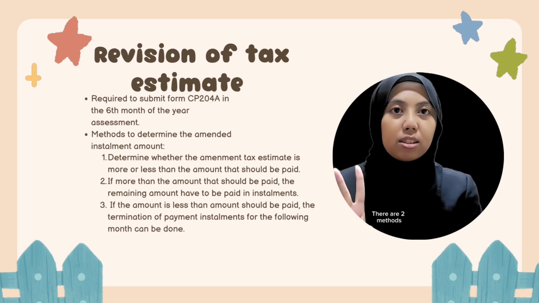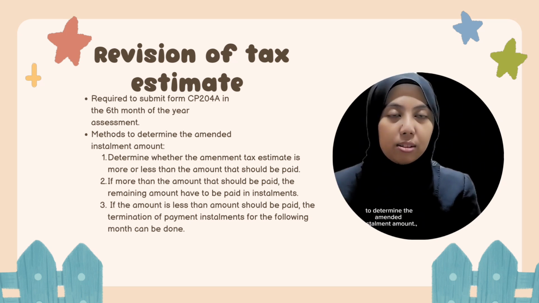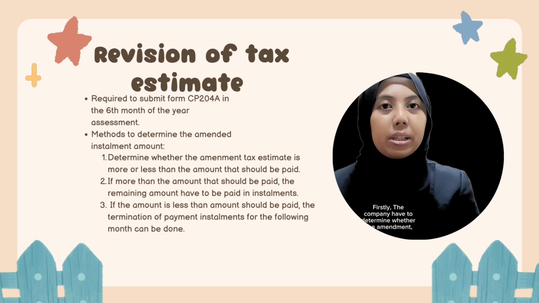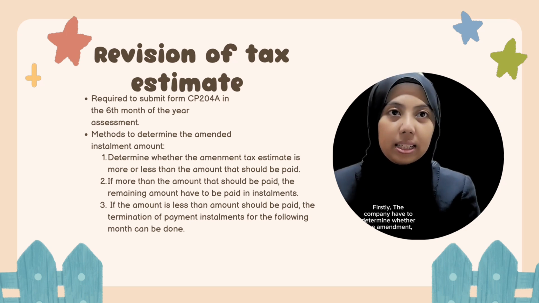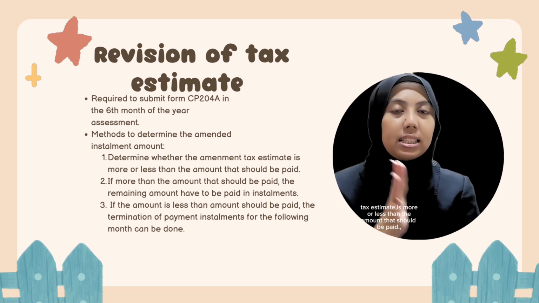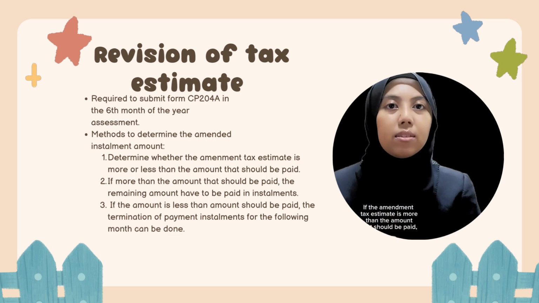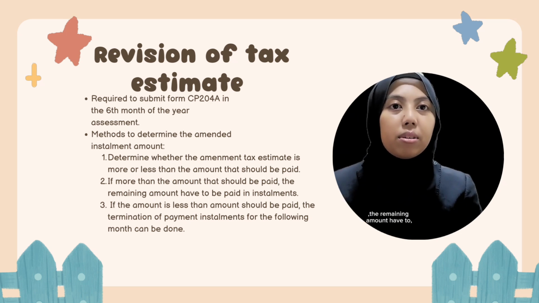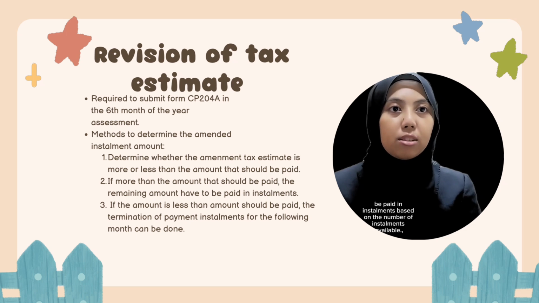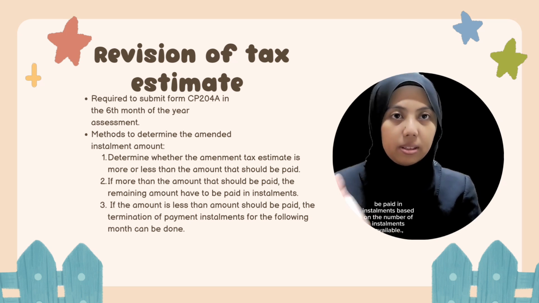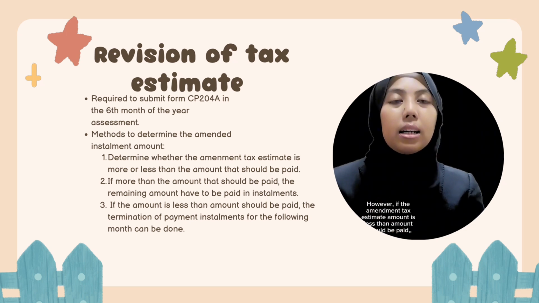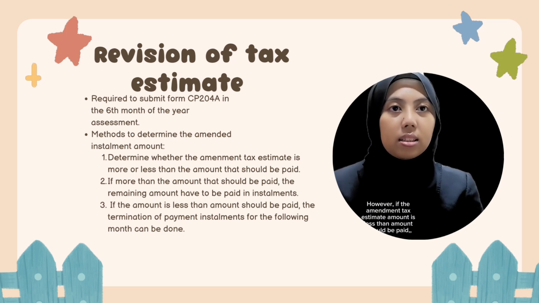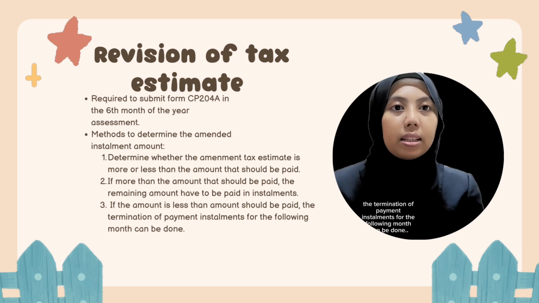There are two methods to determine the amendment installment amount. Firstly, the company has to determine whether the amended tax estimate is more or less than the amount that should be paid. If the amended tax is more than the amount that should be paid, the remaining amount has to be paid in installments based on the number of installments available. However, if the amended tax estimate is less than the amount that should be paid, then the termination of payment is.